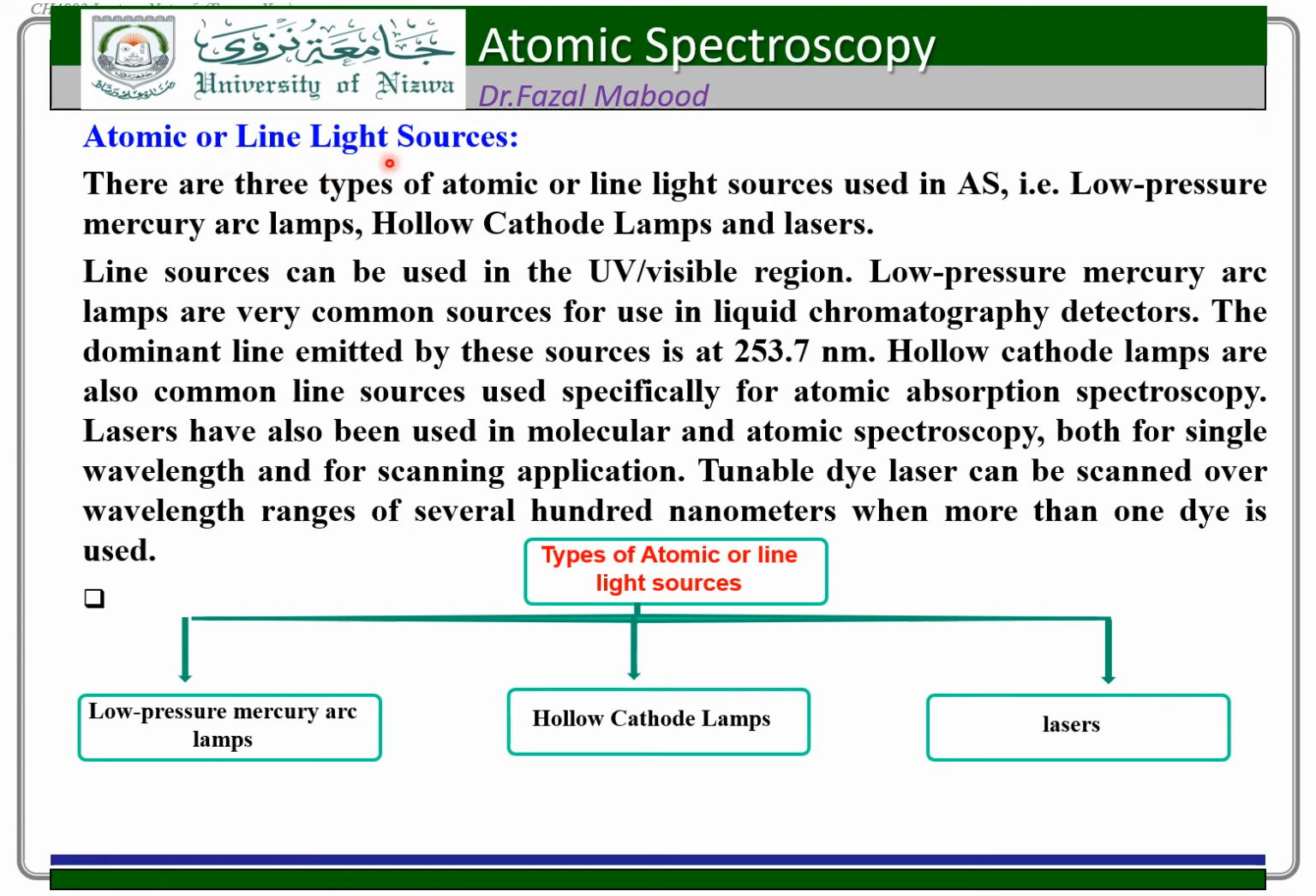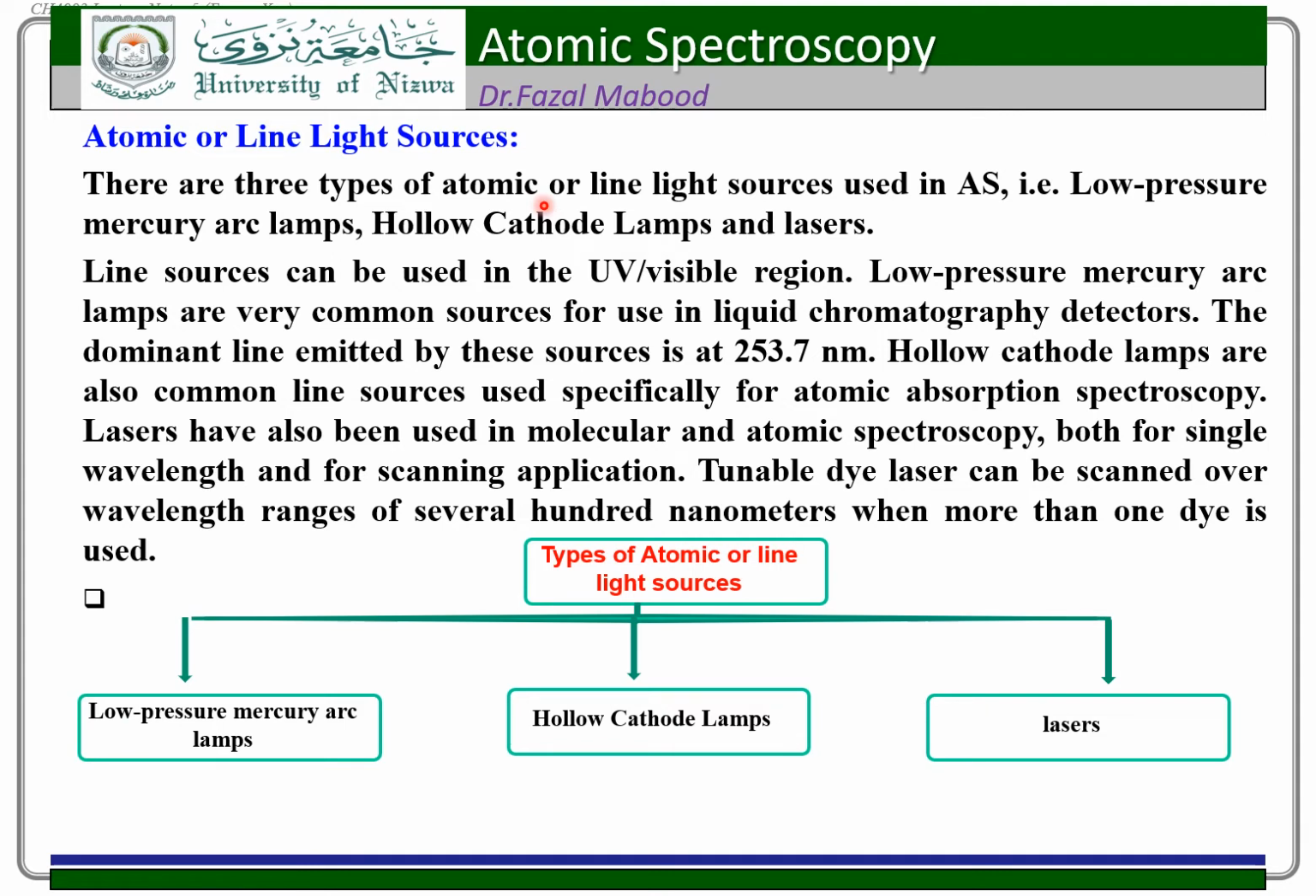Atomic or line light sources. In atomic spectroscopy, we are using three types of light sources. One is low pressure mercury arc lamps. The second one is hollow cathode lamps. And the third one is the lasers.